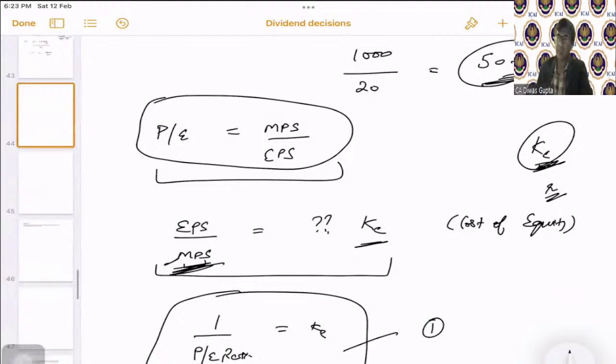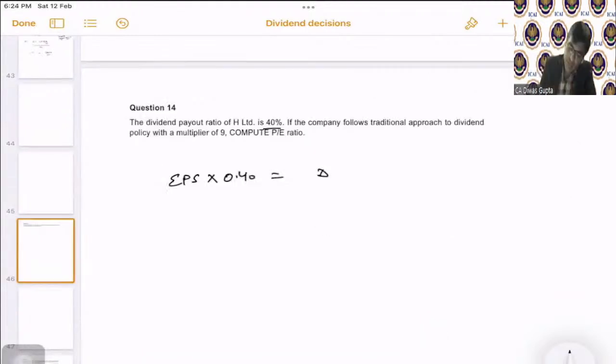Question number 14. The dividend D is equal to DPS. This, what I have written, is right. The dividend payout ratio is equal to 40% of the earnings, 40% multiplied by the earnings per share. This is for H Limited. If the company follows the traditional approach to dividend policy.